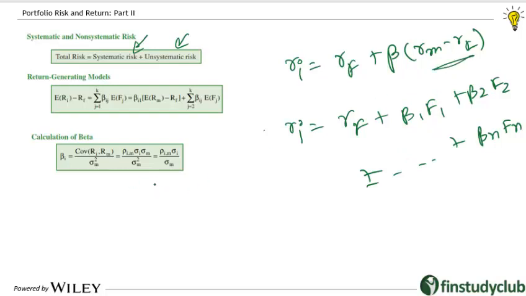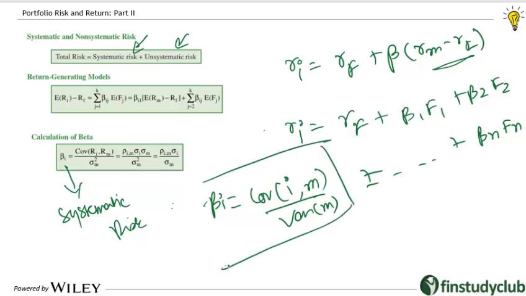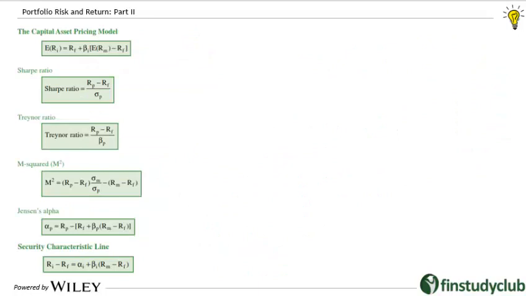How do I compute beta? Well, beta is the measure of systematic risk, and the way we would compute it is, if I want to find out the beta of security I, I'm going to look at the covariance of the security return with the market return divided by the variance of market return. So that's how I would calculate the beta. There we have the CAPM.